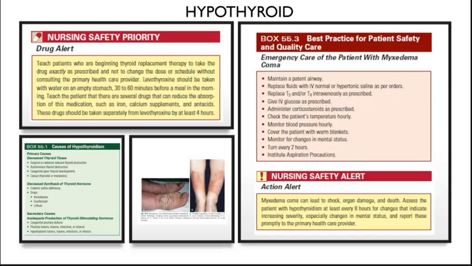Your drug alerts for your patient and your priority boxes that are in your book. So teach patients who are beginning thyroid replacement to take the drug exactly as prescribed, not to change the dose or the schedule without consulting their doctor first. So it is a priority for you to know how this medication needs to be given. Levothyroxine should be taken with water on an empty stomach 30 to 60 minutes before a meal in the morning.